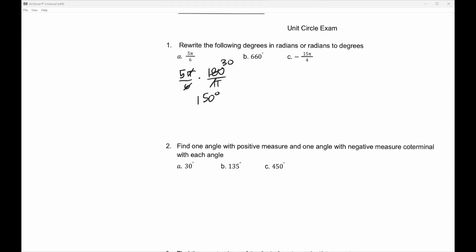Number 2, 660. You can subtract 360 from this and then get 300, or you could multiply that by pi over 180. So cancel, and then it'll be 33 over 9, and then it'll be 11 over 3. So 11 pi over 3. All right, and that's your answer. Actually, don't subtract 360. Just give me the 11 pi over 3. I think that'll be better because that's more on the accurate side. It's actually 660 degrees.